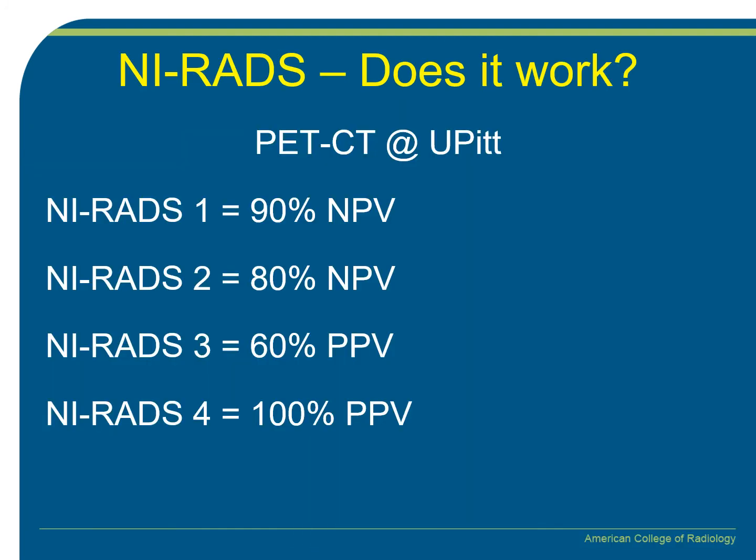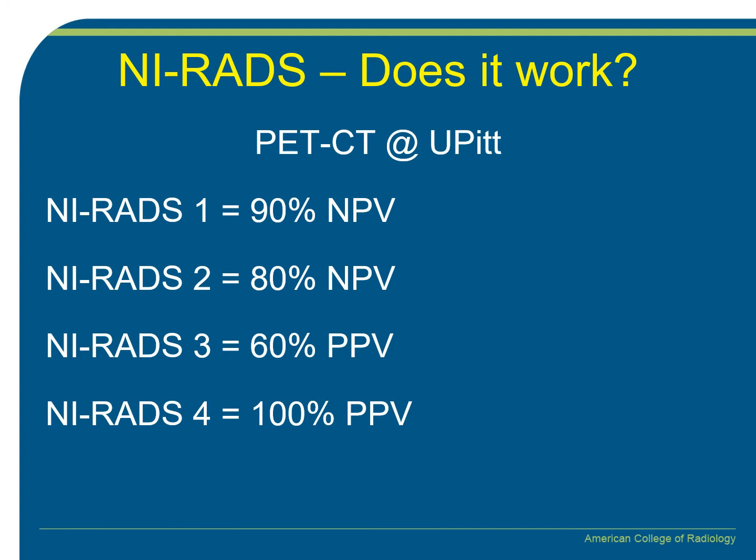Okay, I've shown you some examples of NI-RADS as it applies in PET-CT, but does it work? Can we actually successfully risk stratify patients using this subjective technique? It turns out we can, and these are the numbers that we have for PET-CT at the University of Pittsburgh. It turns out that similar values have been shown at other institutions around the world.